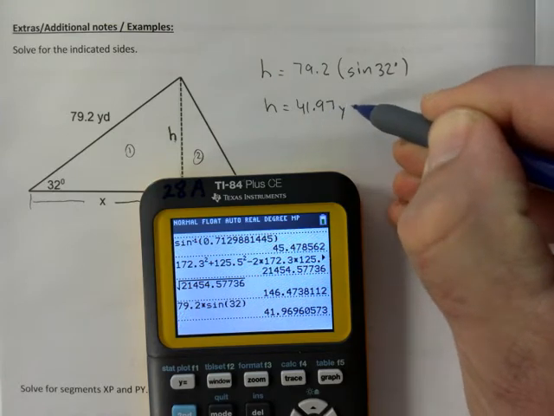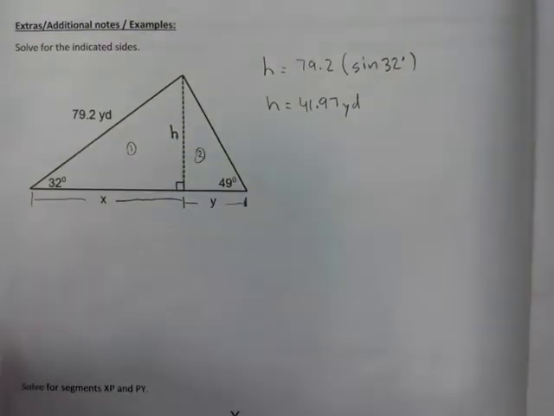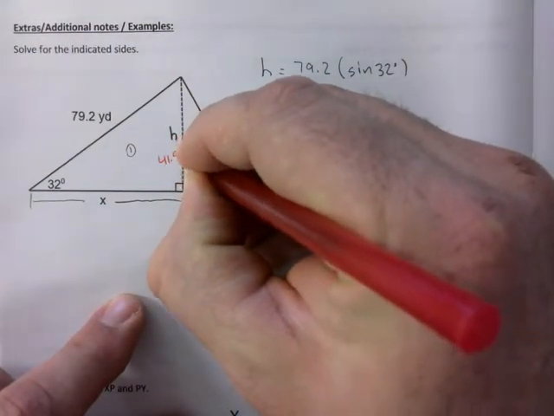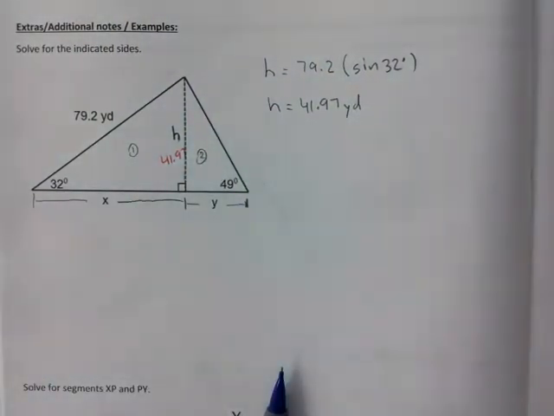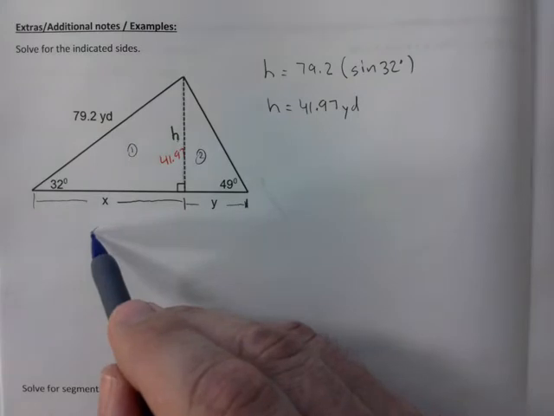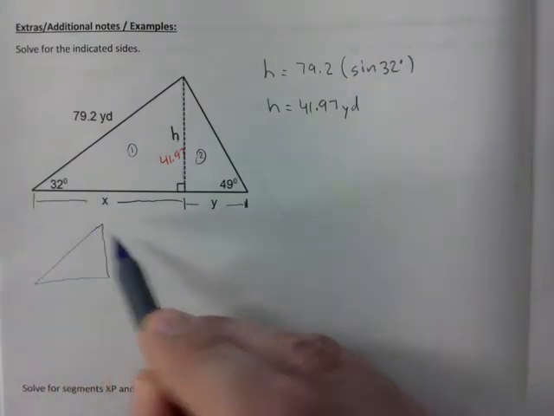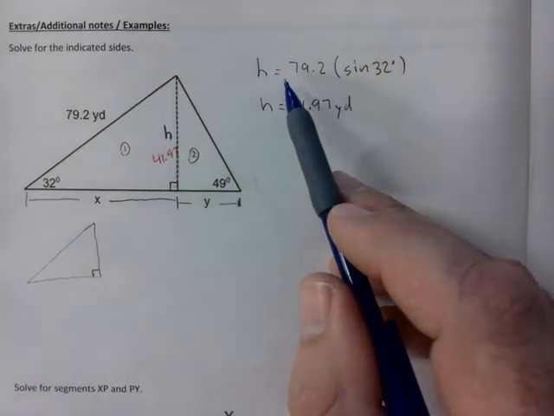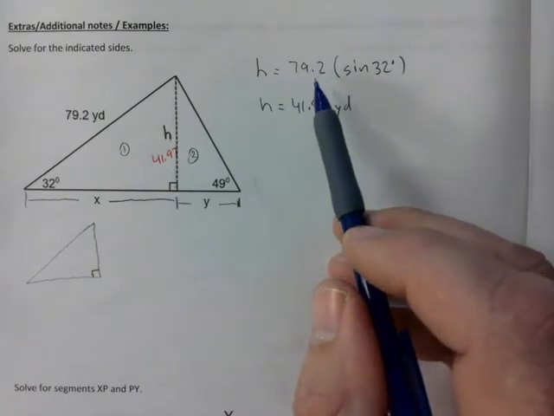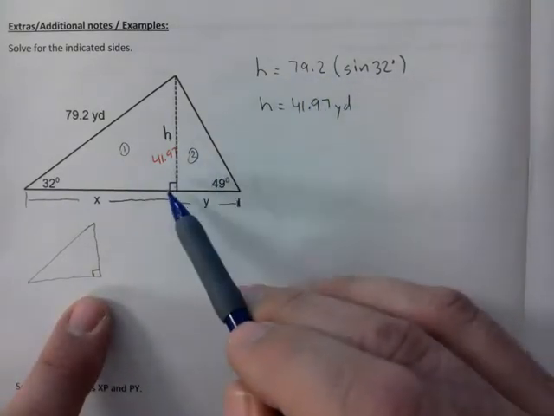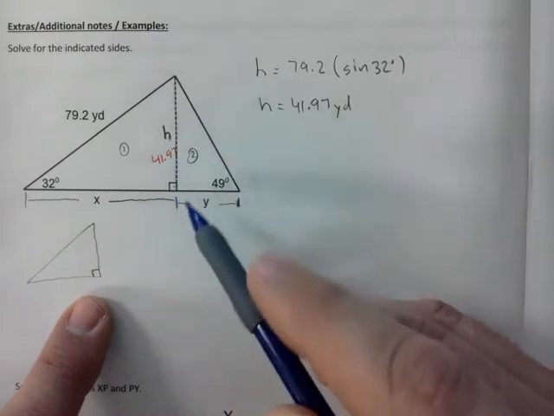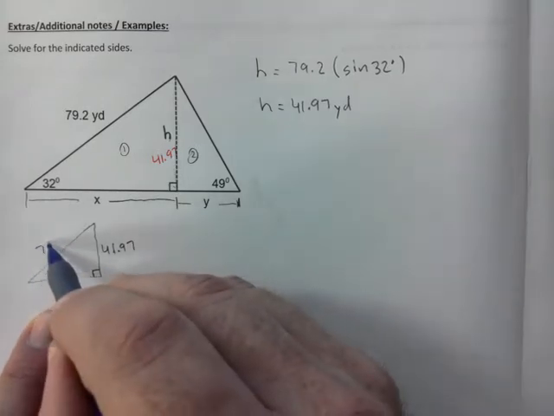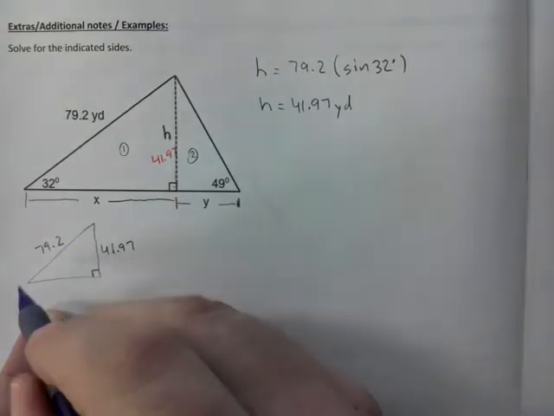41.97 yards. So right now you have the very useful side, because this one is shared by both triangles. So having that is important, right? If you slice it up like this, and there's a 90, you're told that's a 90. If you do this, you're assuming there's a 90 and finding the height of that triangle. So this is 41.97. This is 79.2. And this is 32 degrees here.